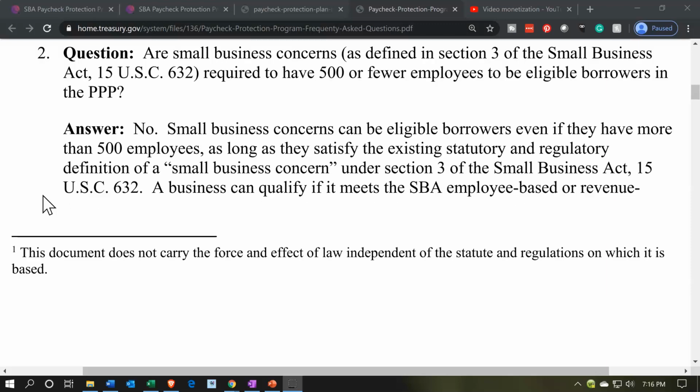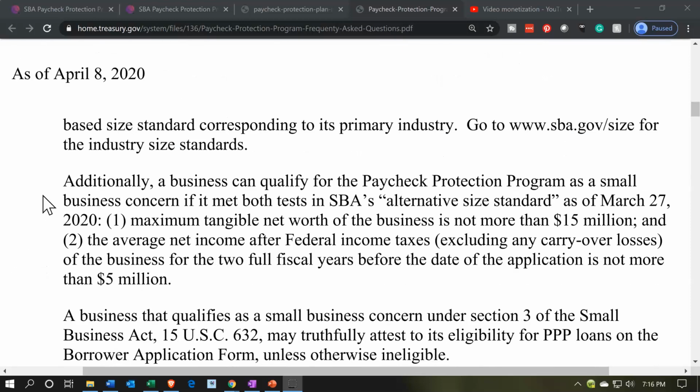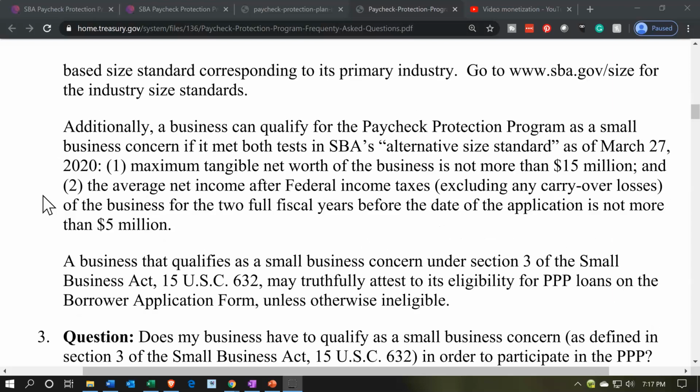A business can qualify if it meets the SBA employee-based or revenue-based size standard corresponding to its primary industry. You can go to this link, www.sba.gov/size, for the industry size standards. Additionally, a business can qualify for the Paycheck Protection Program as a small business concern if it met both tests in SBA's alternative size standard as of March 27, 2020.